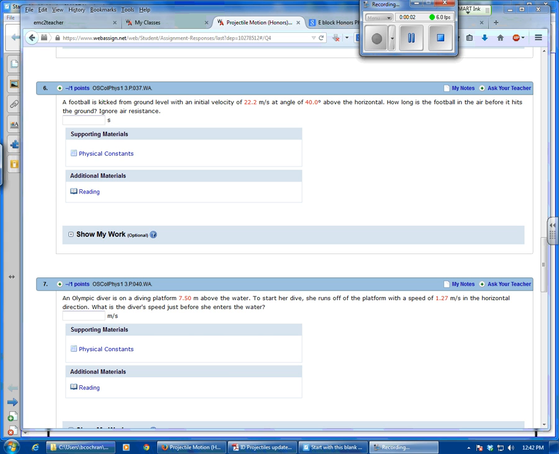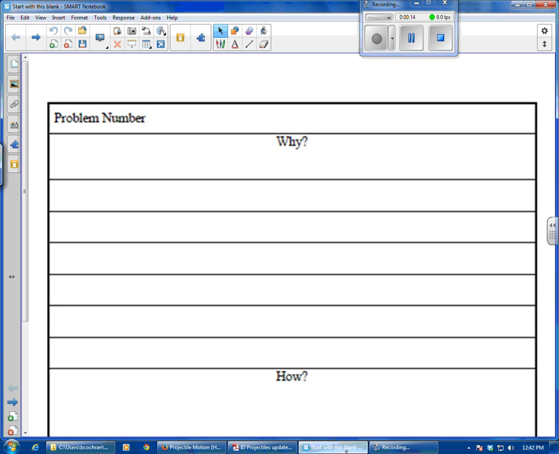So we're going to look at number 6. Football kicked from the ground, initial velocity of this, at an angle of this above the horizontal. How long is the football in the air before it hits the ground? Alright? So, number 6.